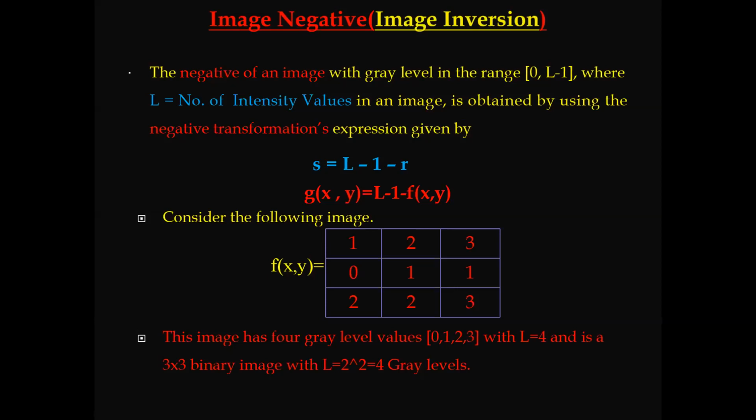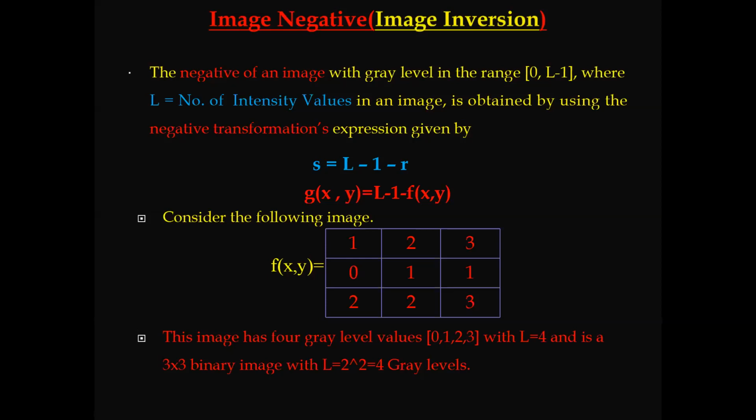So first row 1, 2, 3, second row 0, 1, 1, and third row 2, 2, 3. For this image, first you need to identify the value of capital L, that is, the number of intensity levels. What is the highest intensity level in the given image? The highest intensity level in the given image is 3.